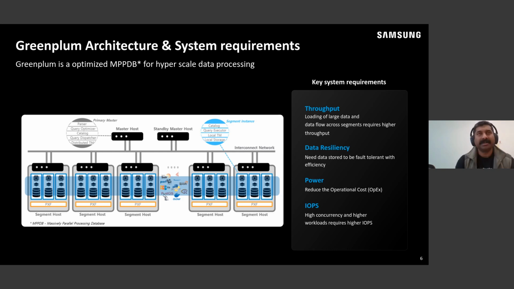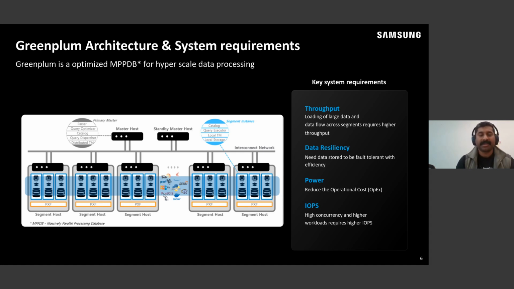And then when the query is executed, there are a lot of segment instances inside the segment host, which are like the logical partitions, right? And then these logical partitions talk to each other within the device and across the nodes also. So we could understand that there is a lot of data transfer going on. Again, it is a throughput and maybe IOPS sensitive operation.